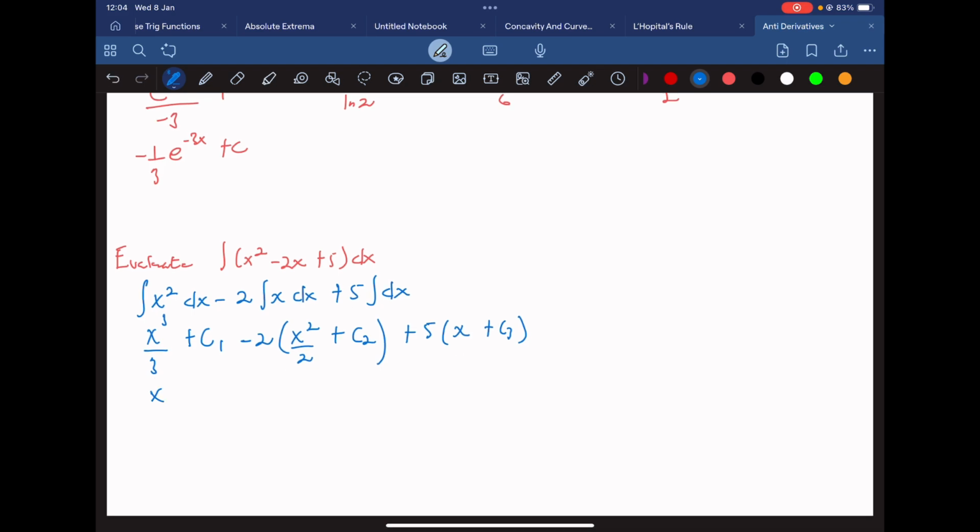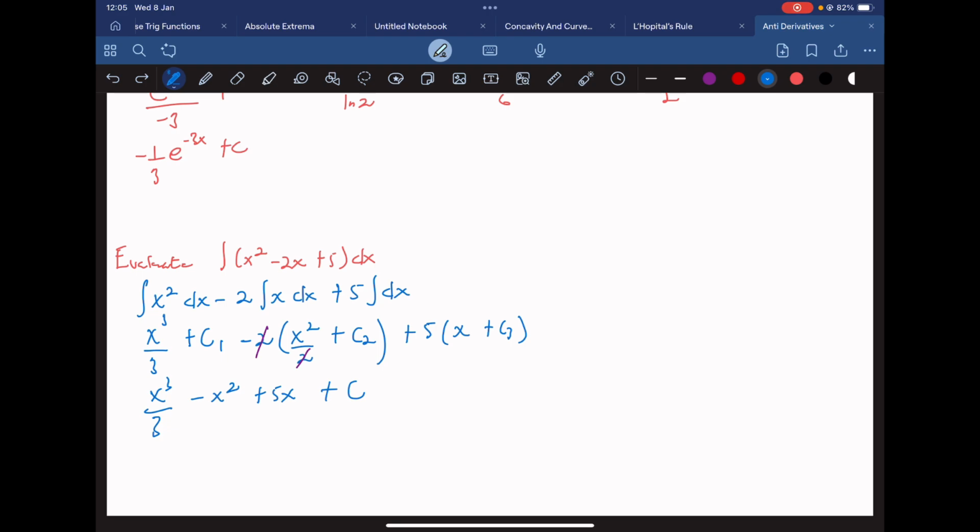So we have s cubed over 3. This negative 2 right here cancels this 2, so we just have minus s squared. Then we have this times this, which will just give you positive 5x. And now we have c1 minus c2 plus c3. Now if you combine all the c's together, we just have one big c. So this is the integral of this expression right here.